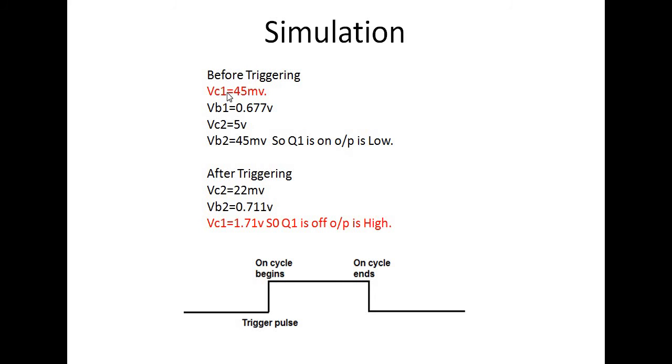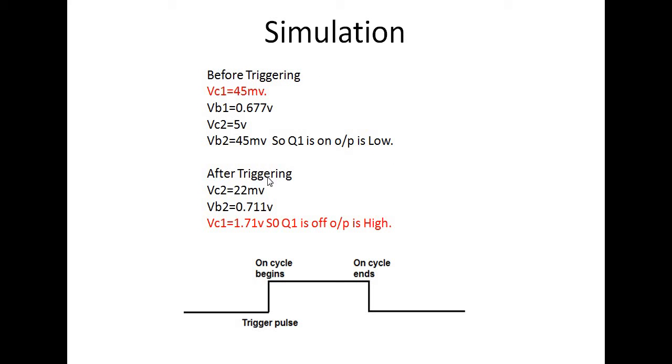before triggering, the output of transistor Q1 is approximately 0. 45 millivolts means approximately 0. At the base, we have just seen, the base voltage is 0.67. At the other transistor, which is in cutoff state, output is 5 volts and base voltage is 45 millivolts. So Q1 is in saturation mode, that's why output is low. These are the values before triggering. We have seen before triggering output is low.